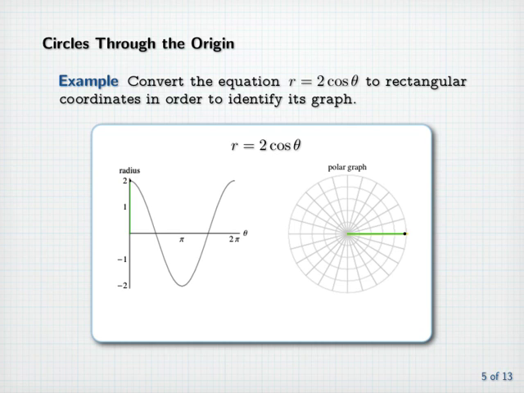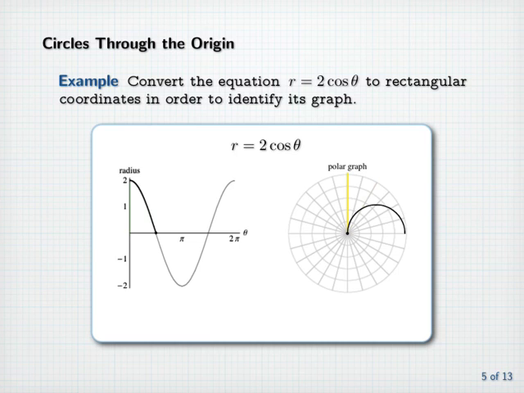Now, as theta increases from 0 to pi over 6, r decreases from 2 to the square root of 3. As theta increases further to pi over 3, r decreases to 1. And when theta equals pi over 2, r equals 0, and so the polar curve approaches the origin tangent to the y-axis, which is the line theta equals pi over 2.